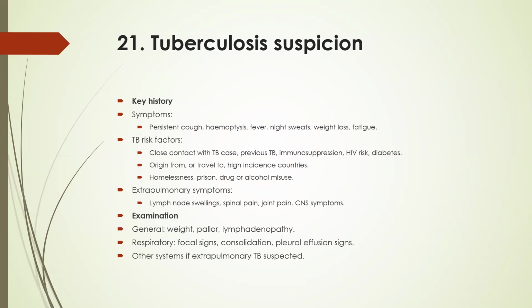In examination, always check weight, pallor, lymphadenopathy, and in the respiratory system, focal signs should be there. They will be giving you focal signs for the pulmonary, like on the right side, lower base, there is some dullness on percussion, or consolidation. Next, doctor.